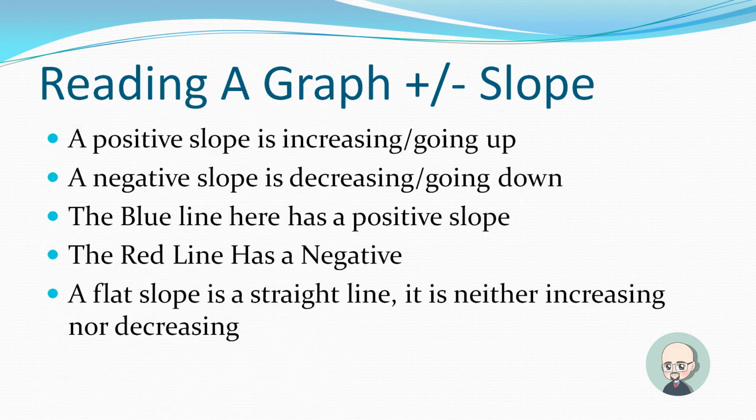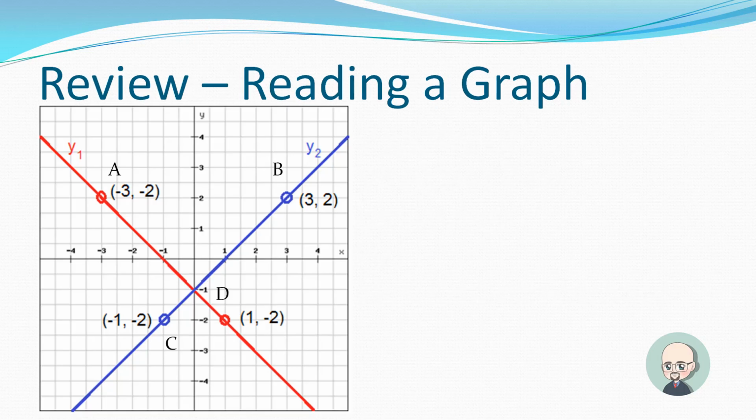It's going down. A flat slope is a straight line. It is neither increasing nor decreasing. So it's staying the same. So if something was at 2 and it stayed the same, y equals 2, the line y equals 2 would be a straight line right through y equals 2. Okay, and we'll continue next time.